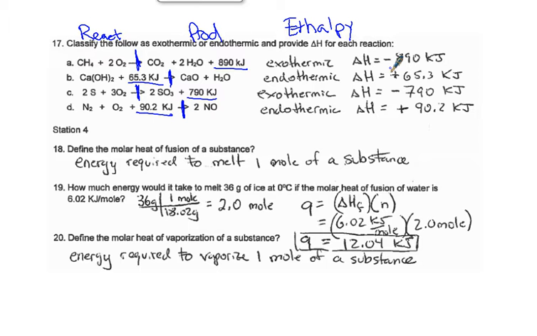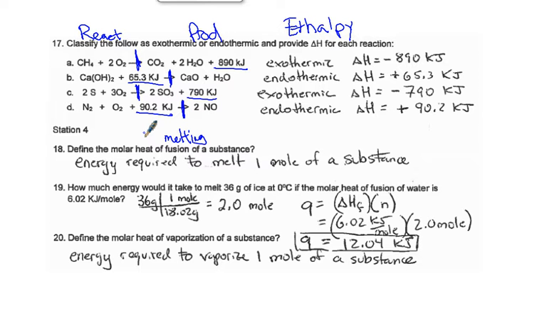Number 18, define the molar heat of fusion of a substance. Molar heat of fusion is often also called molar heat of melting, but not very regularly. Those two terms mean exactly the opposite of each other. The opposite of melting is freezing, and the opposite of freezing is melting. If you thought the opposite of melting was boiling, you're wrong. We'll get more to that in a little bit. The opposite of boiling is condensation, by the way.